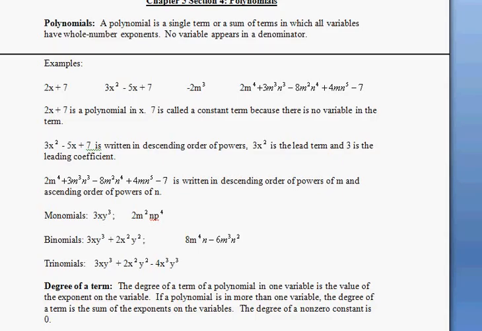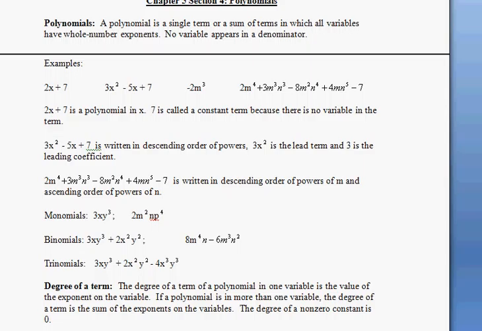Okay, class, this is Chapter 5, Section 4 on polynomials. A polynomial is simply a single term or a sum of terms in which all of the variables have whole number exponents. No variables appear in a denominator. Some examples of polynomials are 2x + 7, 3x² - 5x + 7, -2m³, and then the final one that you see there.